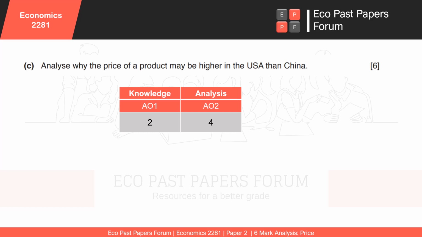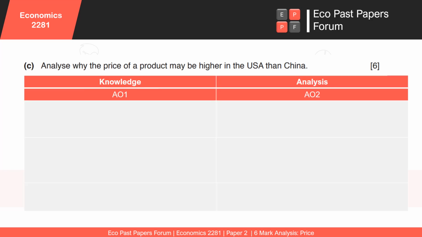Now let's look at how we are going to answer this. If I divide my question into 2 parts, knowledge and analysis, this is how I will begin. First, I will set a reason. I will start off by giving some knowledge. The first claim is that the price in China for a product could be lower than in the USA due to subsidies paid by the government. Now this is the knowledge. I have to further analyze and explain this.